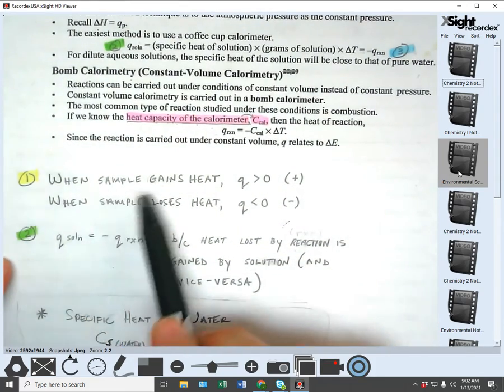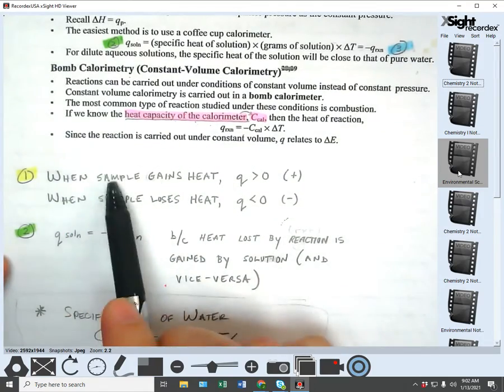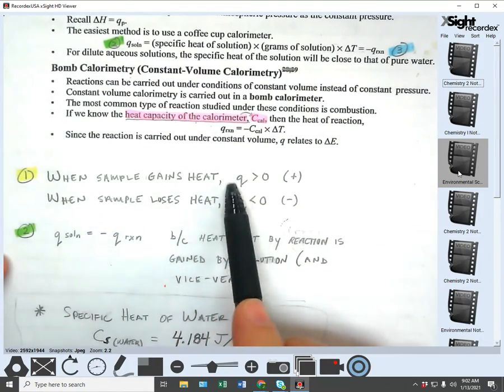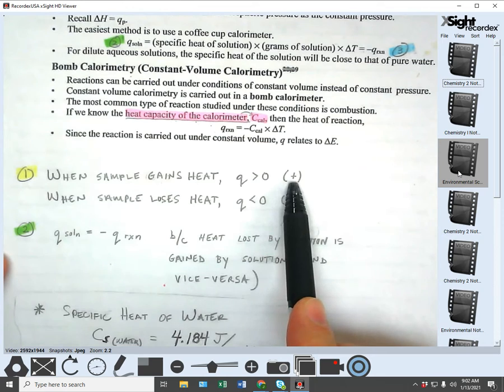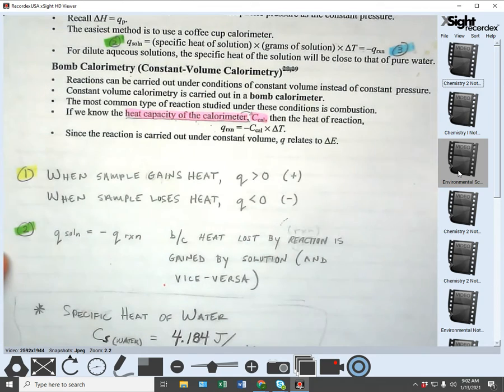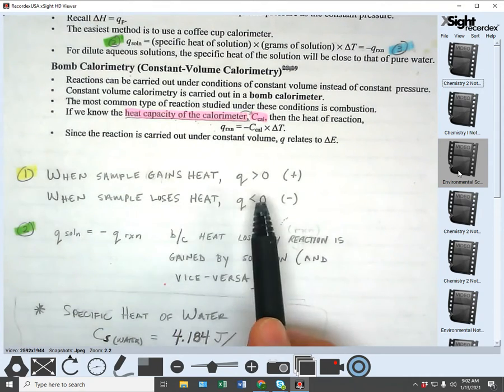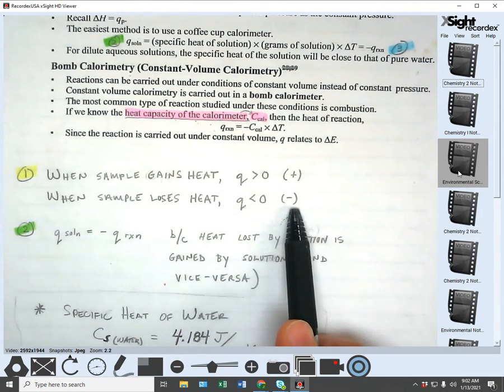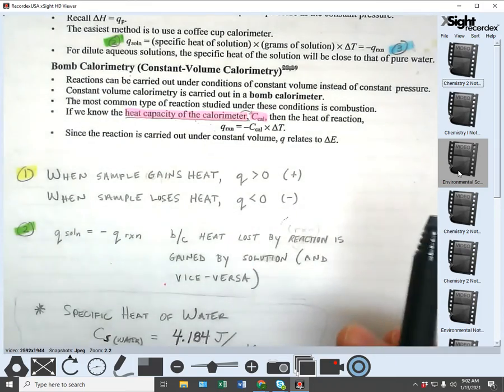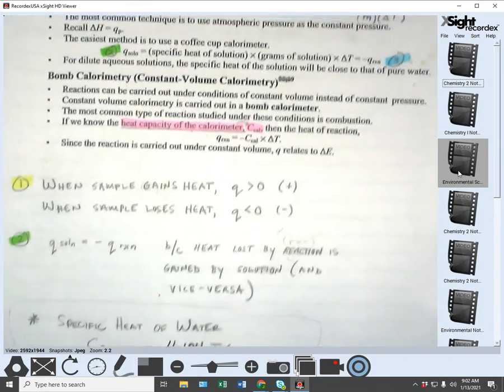This is what it means by the sign of Q. When the sample gains heat, your Q is going to be greater than 0 or positive, which means it's going to be endothermic, right? When the sample loses heat, your Q is less than 0 or negative, meaning it's exothermic. Okay. All right. Next part.